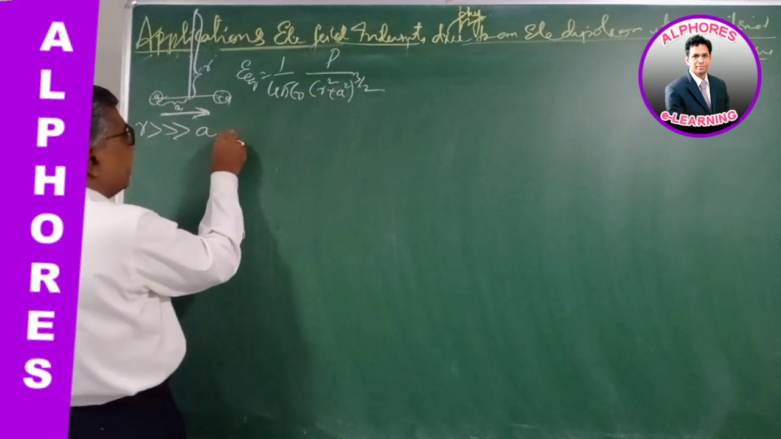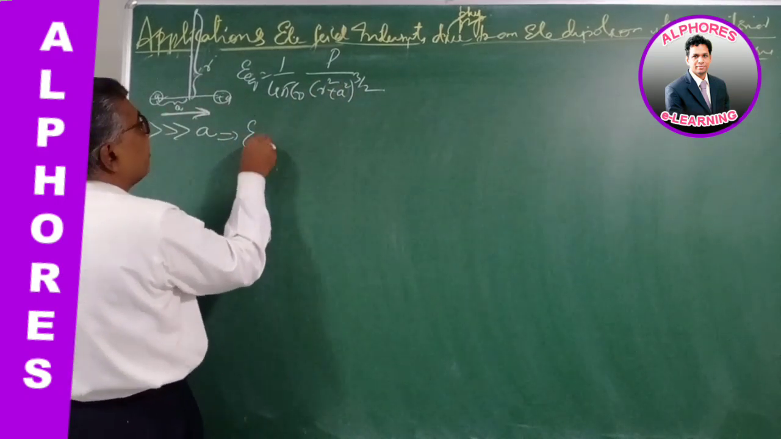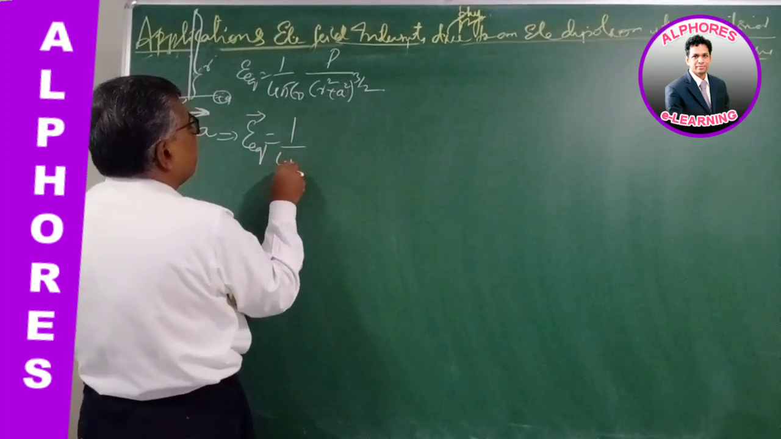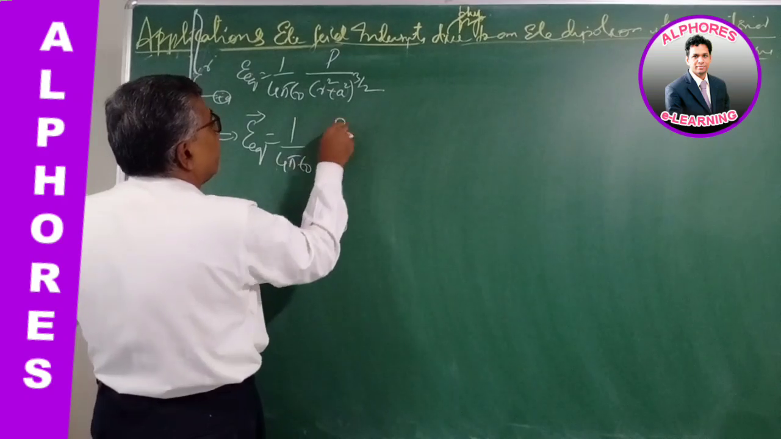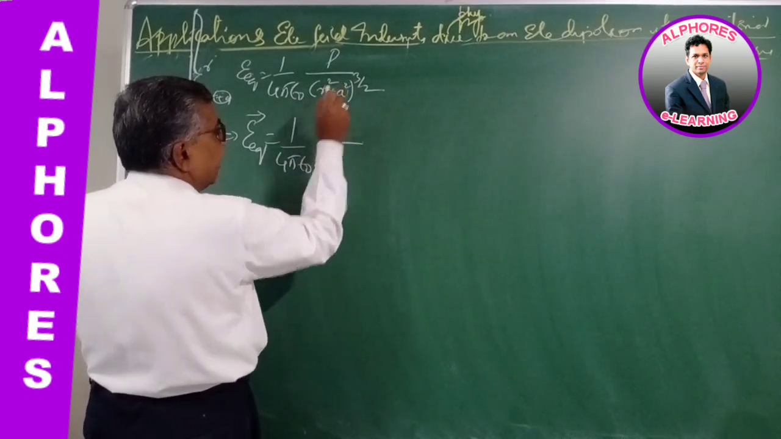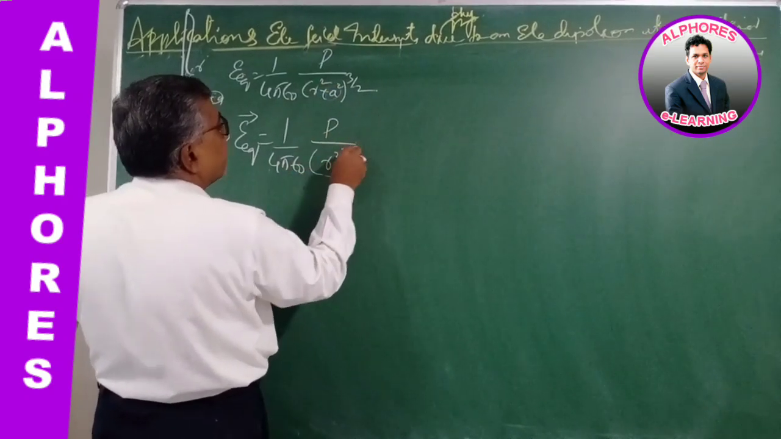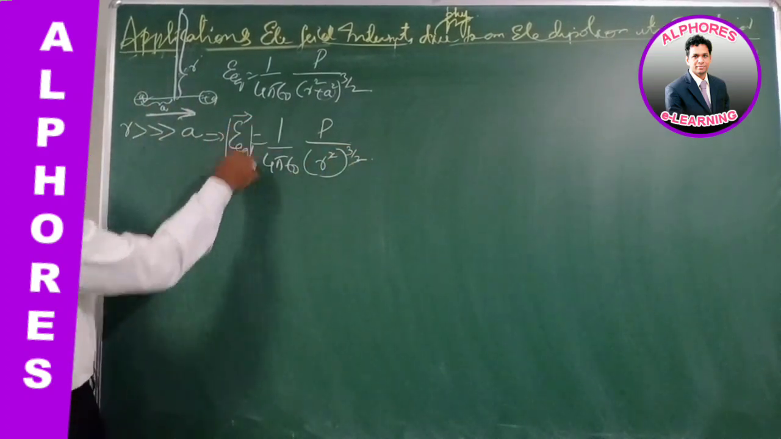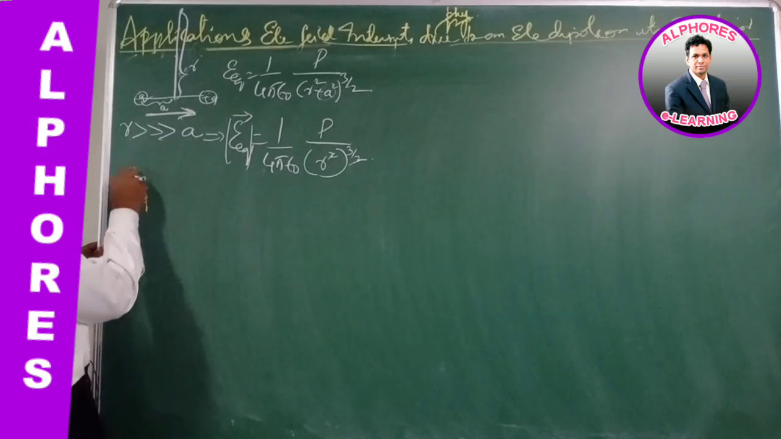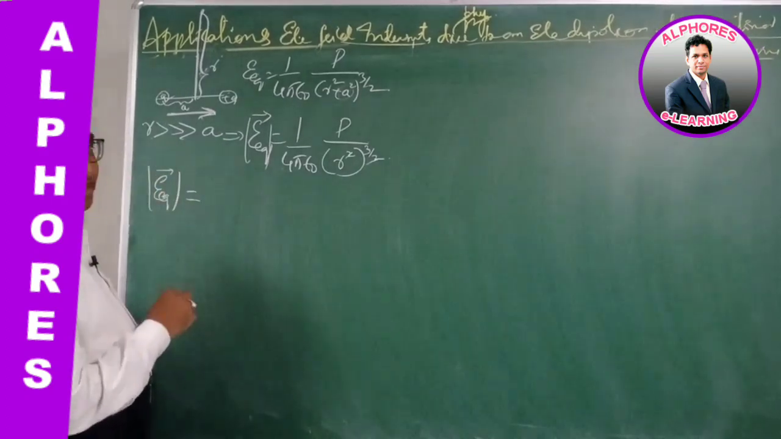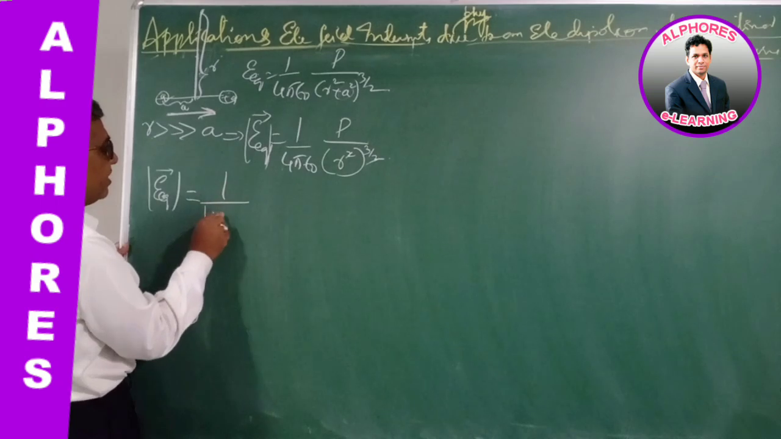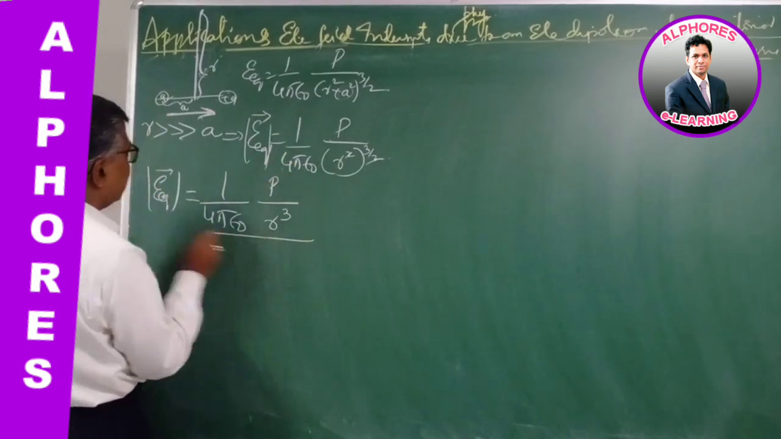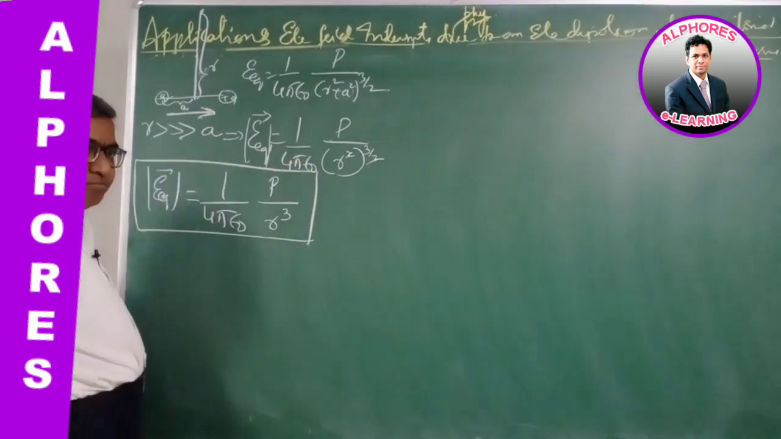So neglecting a, the formula for the electric field on the equatorial line is 1 by 4 pi epsilon naught, p by r square whole power 3 by 2, since a is small and neglected. So these two cancel. So the magnitude of the electric field on the equatorial line is 1 by 4 pi epsilon naught, p by r cube. This is the electric field intensity.